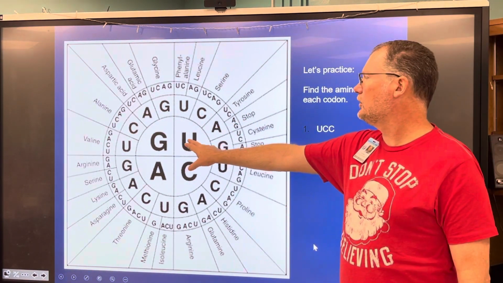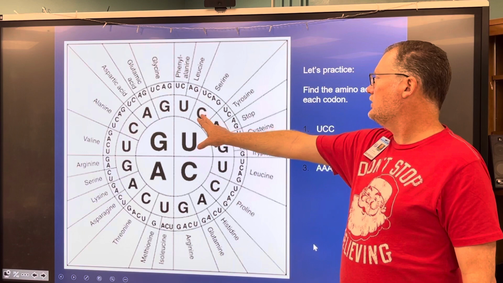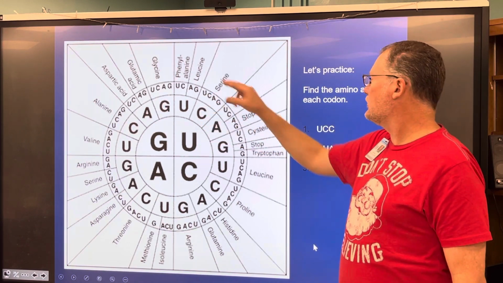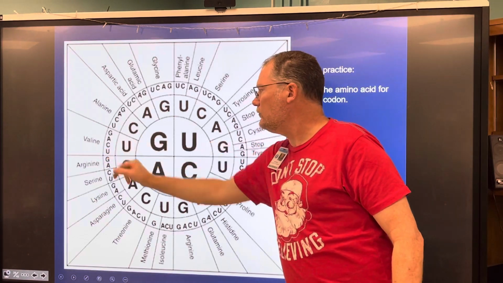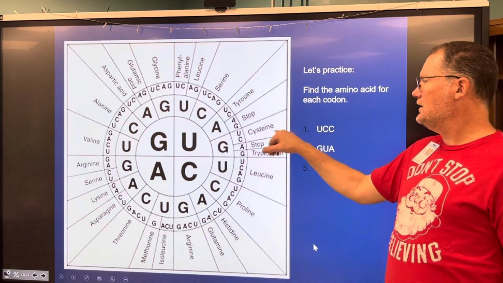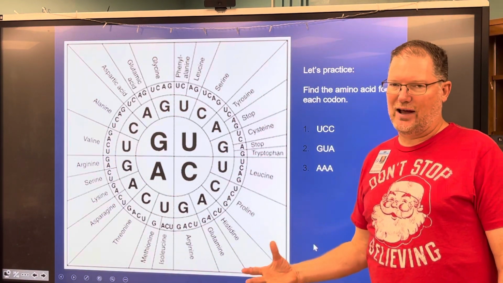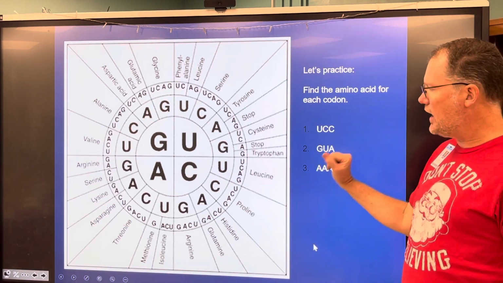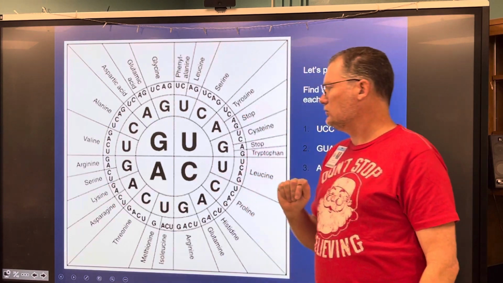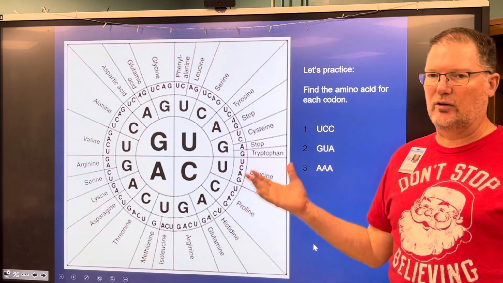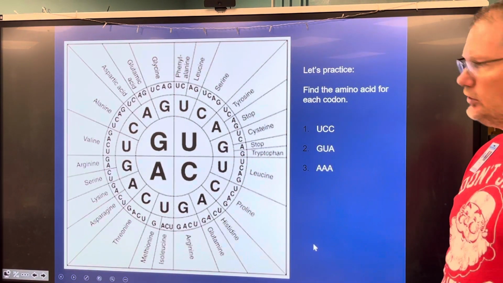So UCC. So find uracil, find C, so that's serine. GUA, valine. Anything with "ine," obviously, is an amino acid, okay? And AAA, lysine. Simple, like a little code.